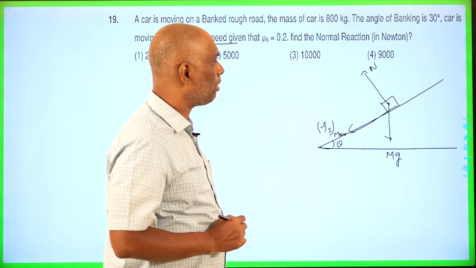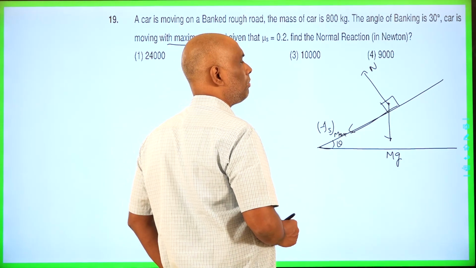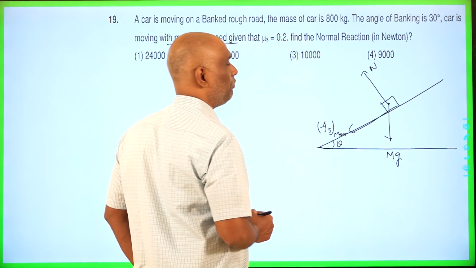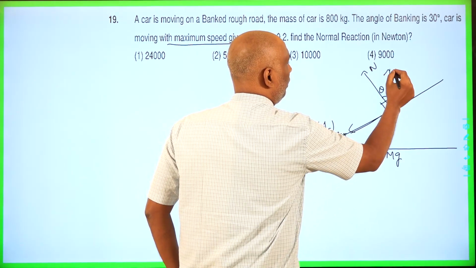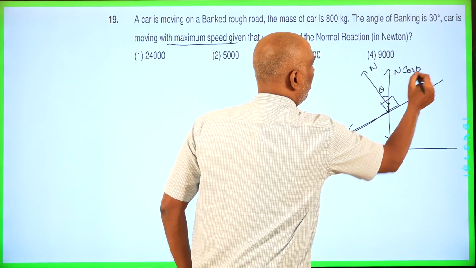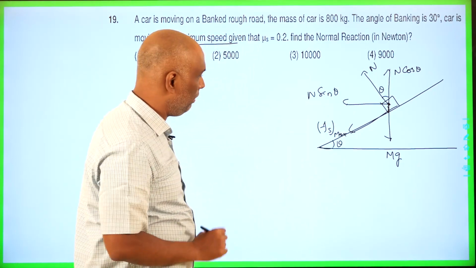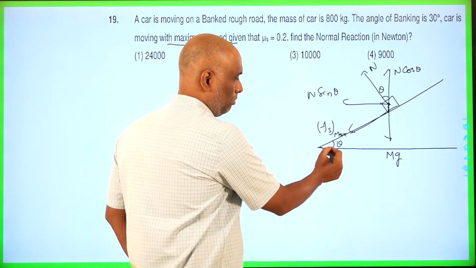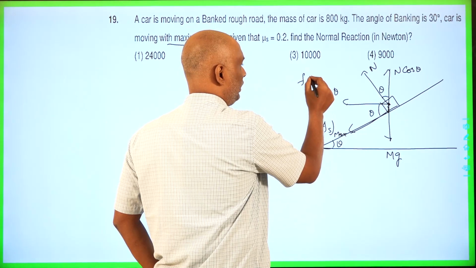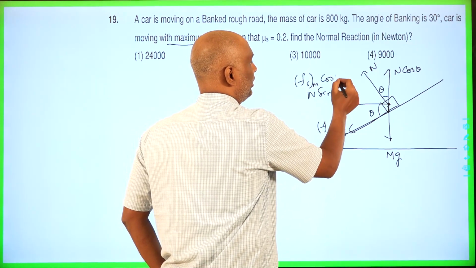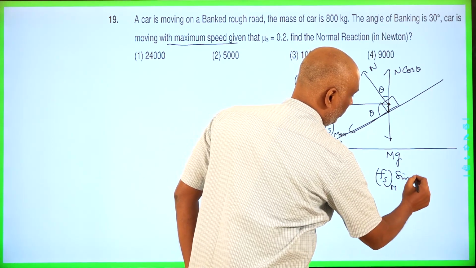You are asked to find out the normal reaction. So first I will resolve this normal reaction into components, as well as I will resolve this Fs also into components. Because this angle is theta, even this angle will become theta, this component will be equal to N cos theta, and this component will be equal to N sin theta. In the same way, resolving Fs max into components, because this angle is theta, even here this angle will be theta. Here we are going to get Fs max cos theta and Fs max sin theta.